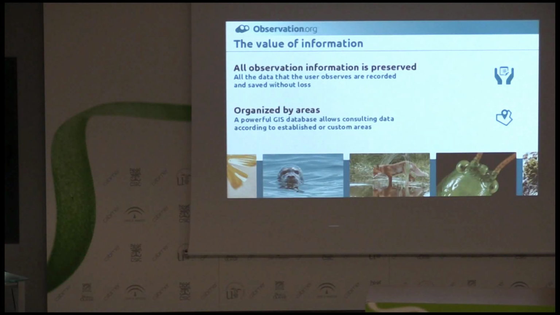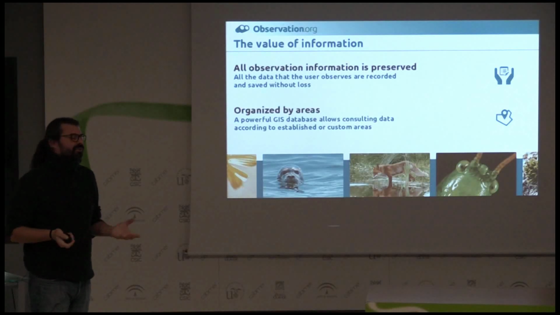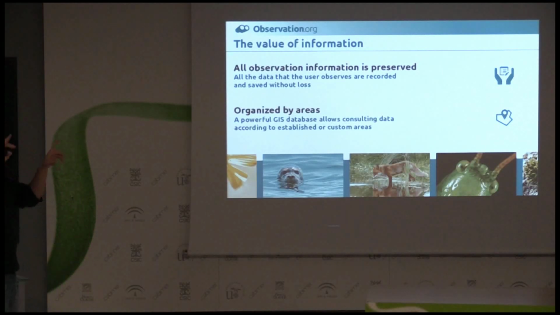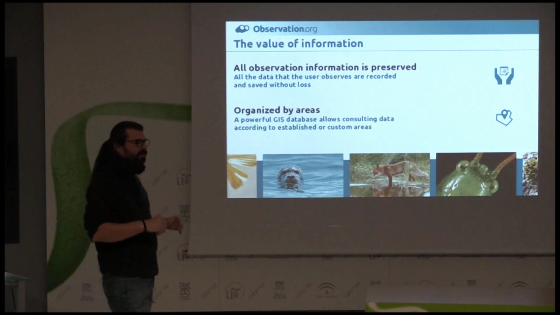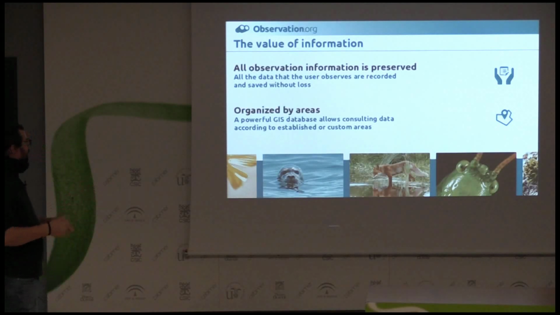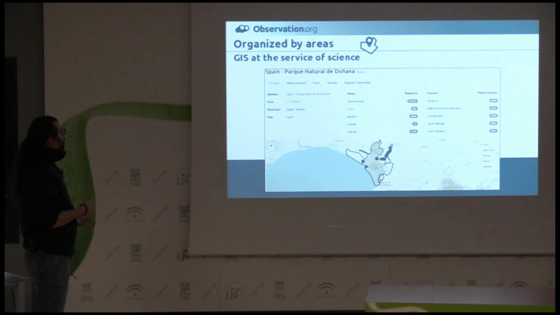And because we have all the coordinates of every observation, we thought that the best thing was to use a GIS database, which is PostGIS, what is behind this platform. So you can even query information using a custom area. If you want to design your study area, you can. And then you will see only the statistics of all the observations that have been made in your study area. For example, we have here the Parque Natural de Doñana. You have here the polygon. You have some quick information.